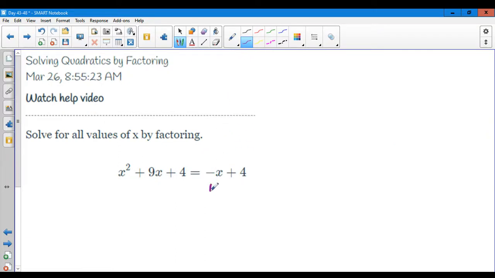Sometimes you have to move two terms to zero out the right side of the equation. So add x and subtract 4. In this case, we get x squared plus 10x plus 0, so I don't even need to write that, equals 0. So it's a little bit different this time. You're always looking for a GCF, but on that last one, there was no GCF, so we just factored the trinomial. But here there's x in both terms, so we're going to factor a GCF out and call it x times x plus 10 equals 0.